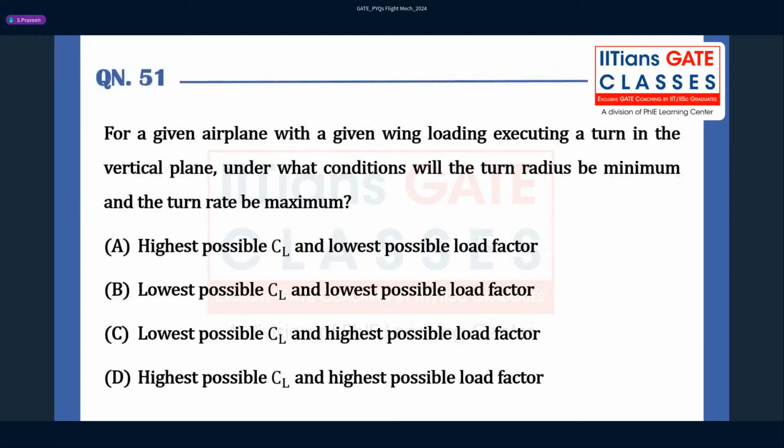For a given airplane with a given wing loading, executing a turn in the vertical plane, under what conditions will the turn radius be minimum and the turn rate be maximum? So we have four options: highest CL and lowest N, lowest CL and lowest N, lowest CL and highest N, highest CL and highest N. So it's saying executing a turn in a vertical plane, okay? And turn radius is minimum and the turn rate is maximum.